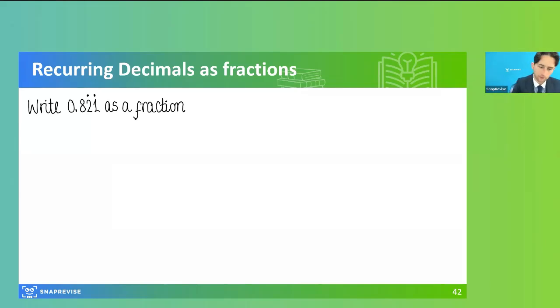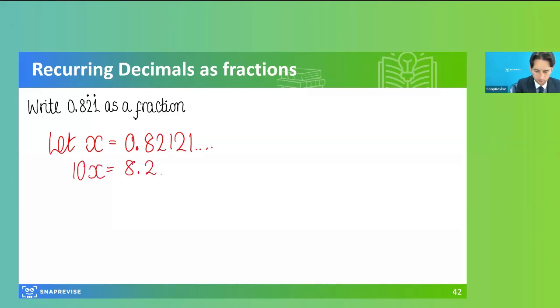So hopefully we remember that you can let x equal 0.82121, and so on, with this infinite mess of 2's and 1's, and we're trying to write it as a fraction. So I know that 10x would be 8.21212, and so on, but they don't really line up. So my go-to will be to use 100x. And I know there's a question just come in. I'll look at that in a second.